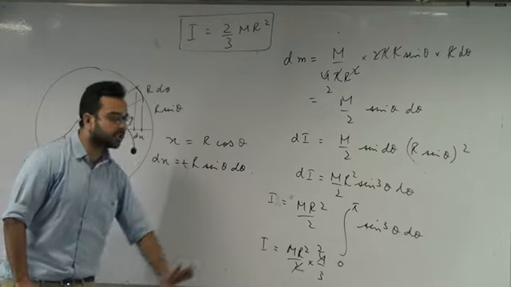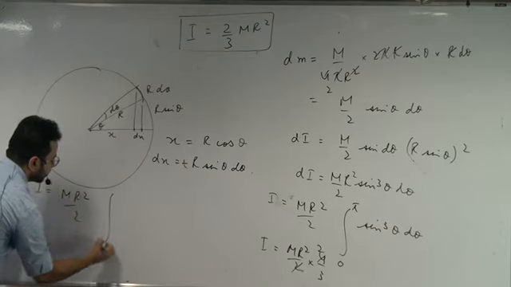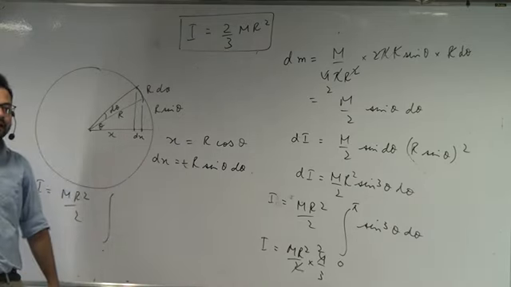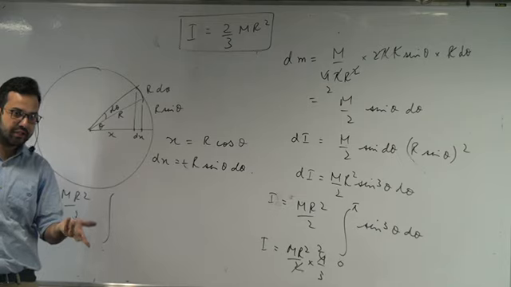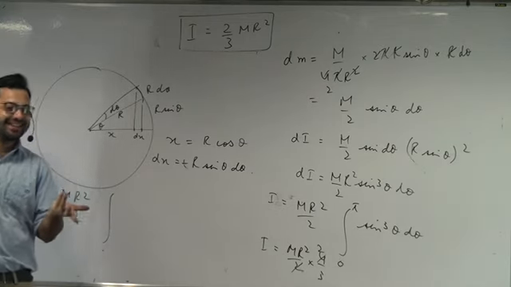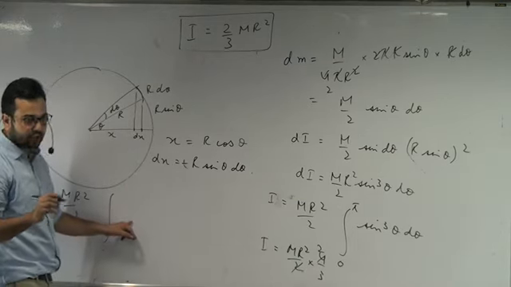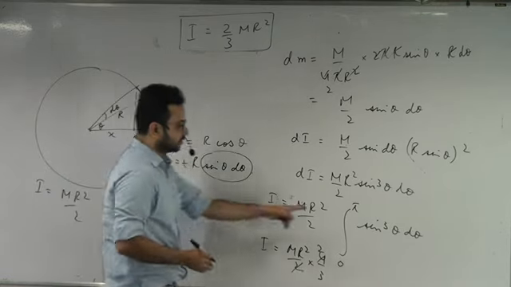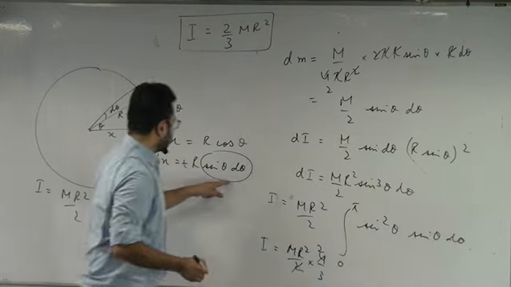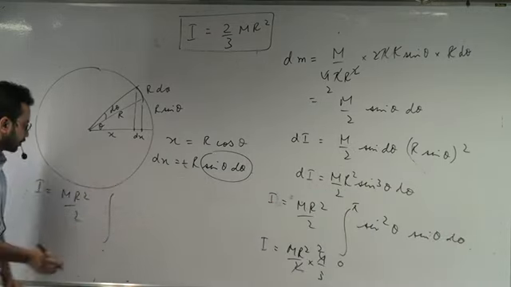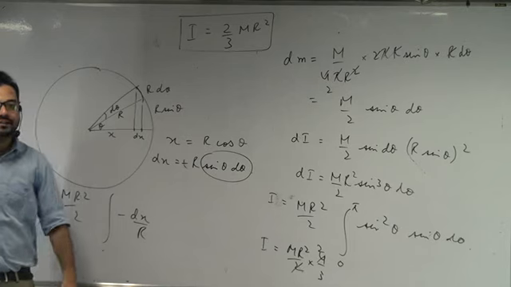Now we can make the substitution. I'll show you how. I is equal to m r square by 2 times the integral. Sin cube theta we can write as sin square theta into sin theta, so we take sin theta d theta separately. Sin theta d theta can be replaced here, and it becomes minus dx upon r. Correct?